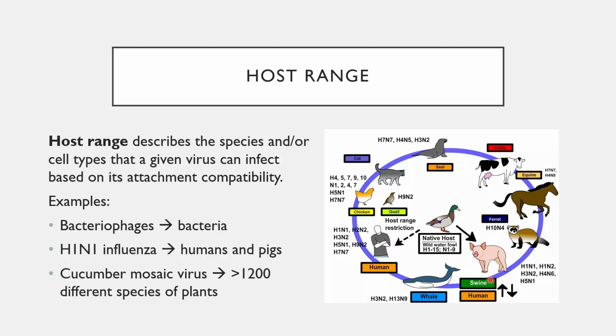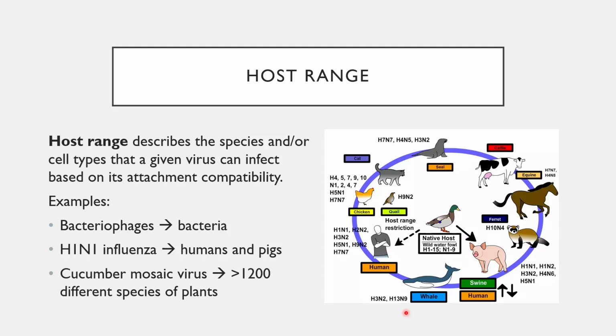In fact, in this figure right here, we can see a depiction of the host range of different strains of influenza virus depending upon their type. We can see H1N1 under humans and pigs, but there are also other varieties of influenza virus, like, for example, H13N9 that infects whales. So the range of influenza virus is limited by its protein spikes.